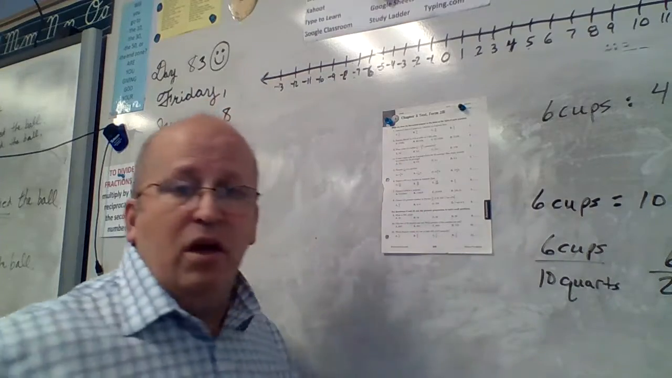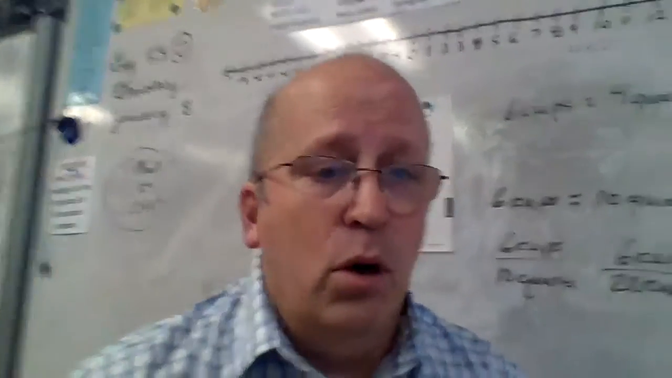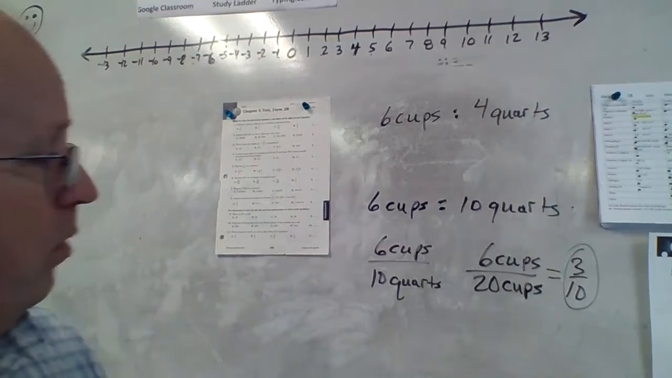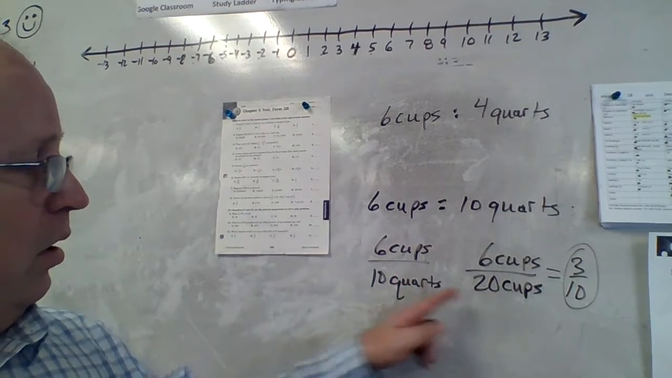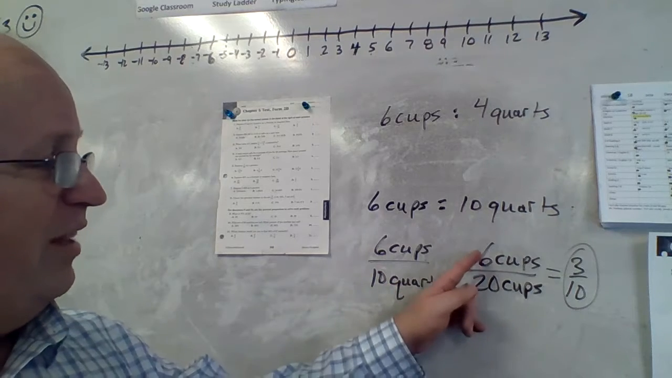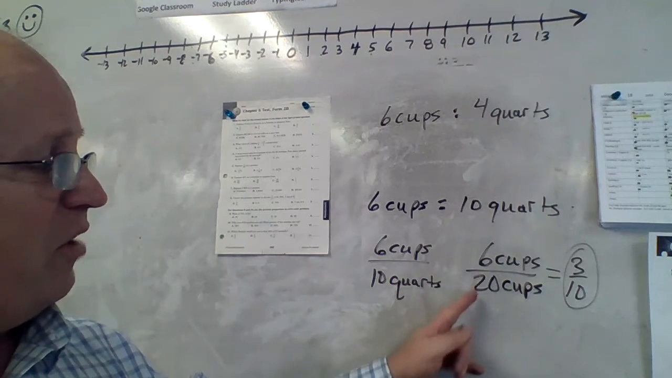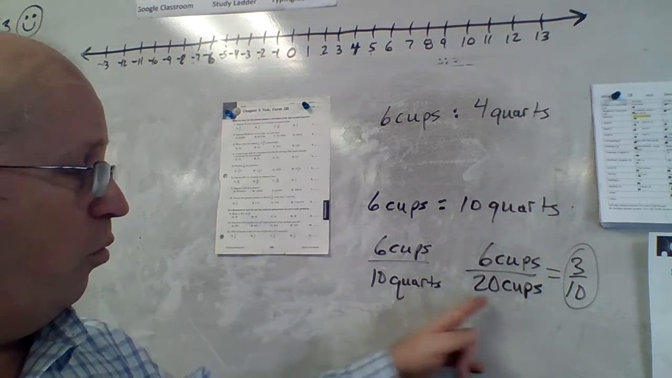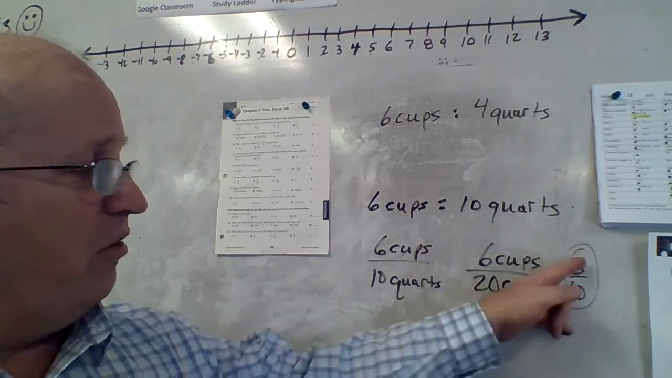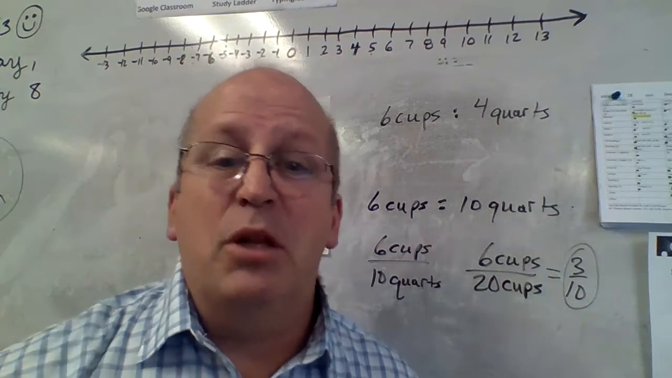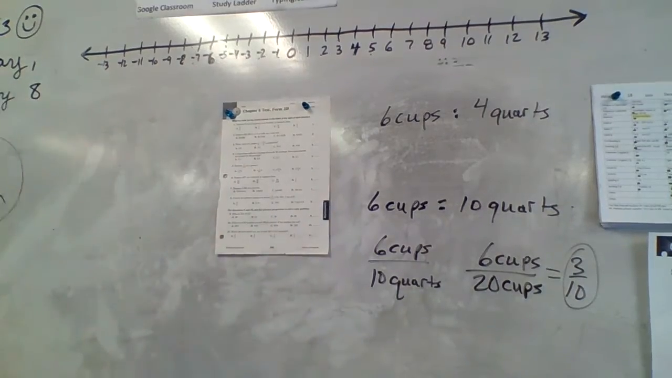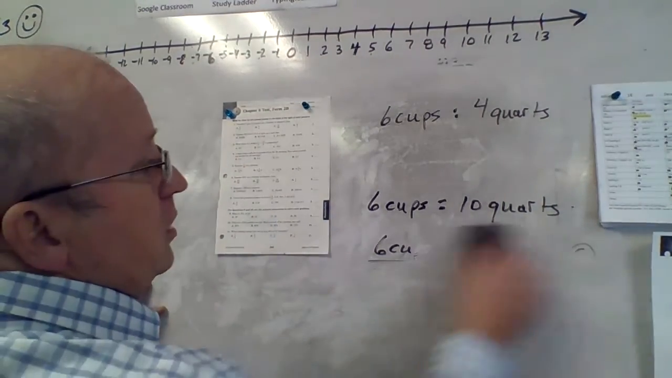So I'm going to change the quarts into cups. 6 cups over 10 quarts is the same exact thing as 6 cups over 20 cups, because 20 cups is 10 quarts. And then I simplify it down to 3/10. That's what they're looking for in number 1, something similar to that. Okay? Let's jump to number 2.